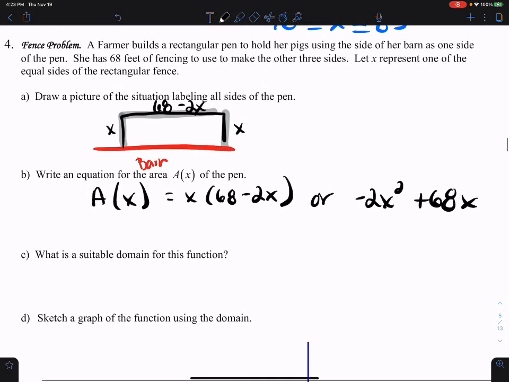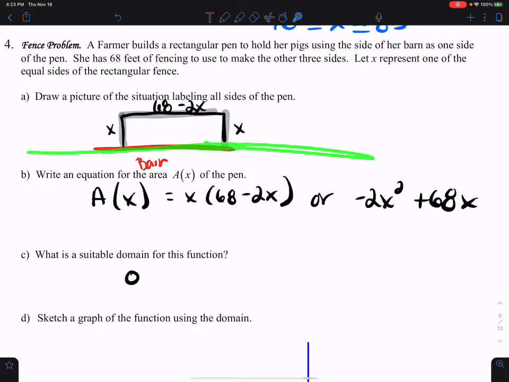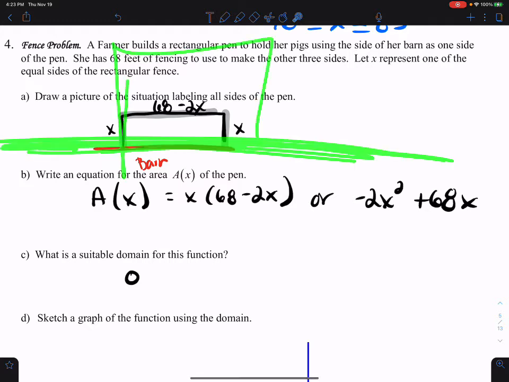Now it says, what is a suitable domain for this function? And sketch a graph of the function using the domain. So the idea here is we're thinking about, well, what could I measure as the side length for my fence? Obviously the smallest number that would represent a side length would be 0, right? But the next thing is I only have a certain amount of fence. So if I think about the total amount of fence I could use, the area is 0 if I just lay all of my fence right here. In other words, if I don't put anything up or down, my area is going to be nothing.